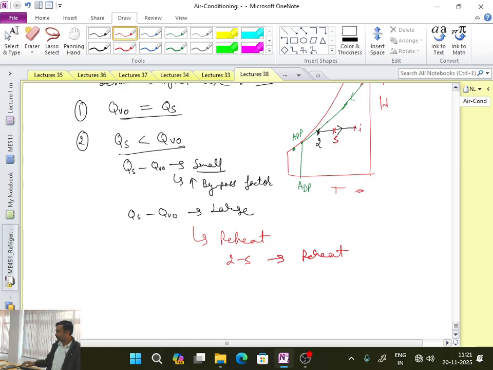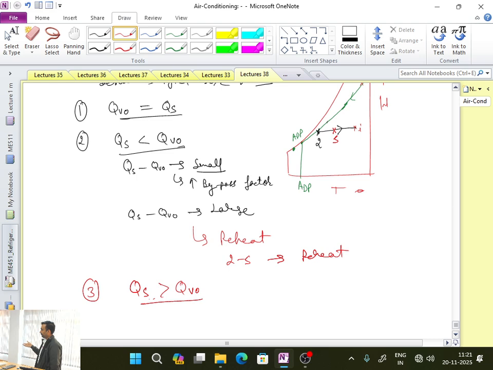Is this point clear? And the third scenario could be that QS is greater than QV0. What does it mean? It means the dehumidified air quantity which is required is more in comparison to the amount of air which we are taking. In this case, we need to simply increase the speed of the fan and increase the value of QV0 in order to maintain the dehumidified air quantity. Otherwise, overheating of the room will start.